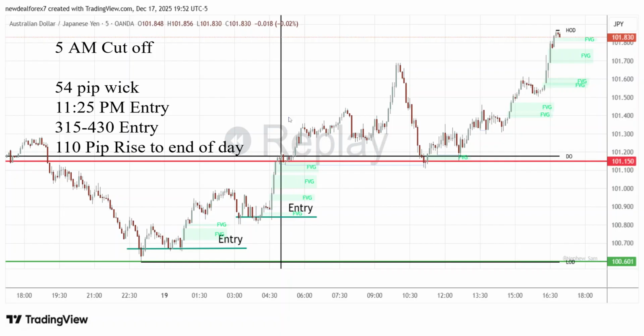But remember our cutoff time, about 5. Price should be moving in your direction by 5 at the latest. If it doesn't, something may be wrong. But there was a clean entry here, another chance right here. And notice how it rockets off of these fair value gaps, creates more fair value gaps here, comes up some, retraces, and then keeps right on going. So this was good for a 110 pip rise all the way to the end of the day. That would have been an awesome trade.